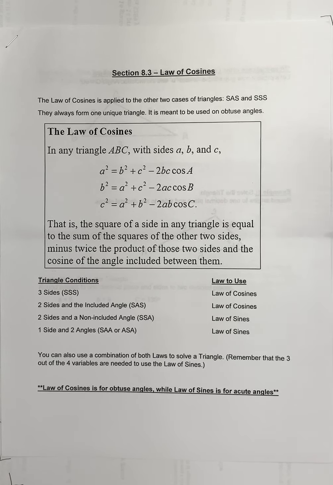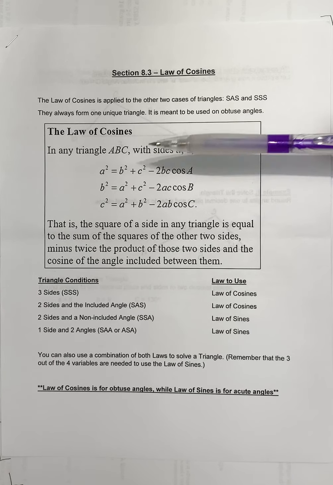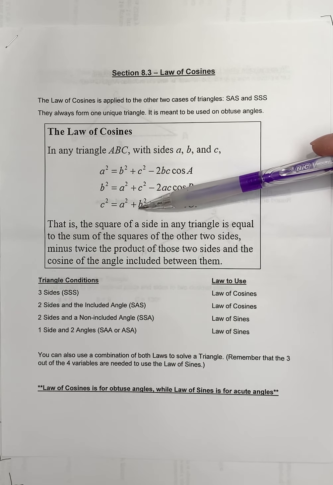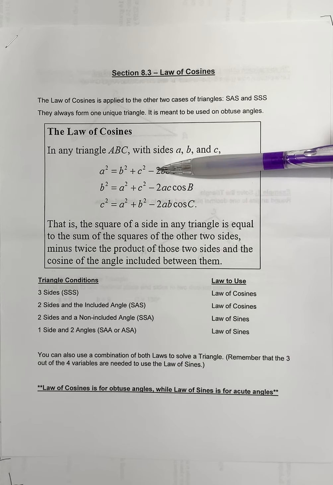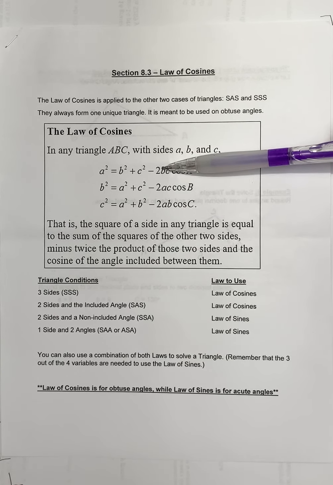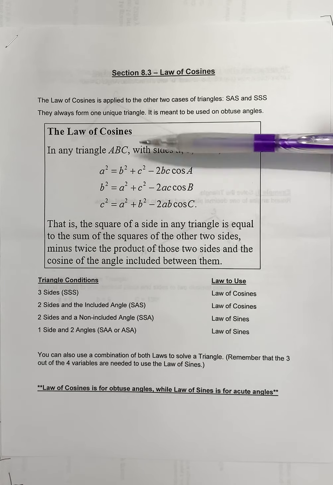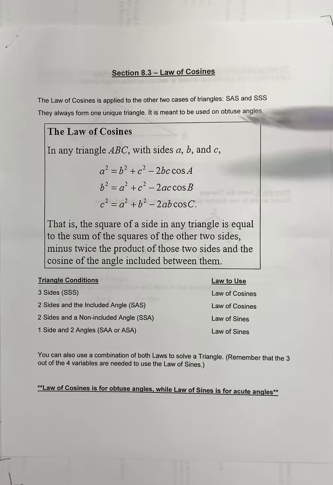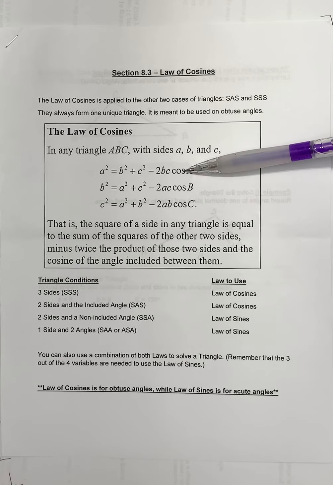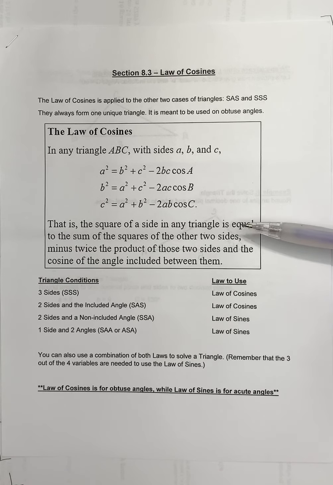Even though these look complicated, there's a pattern. If you are solving for a side, it's equal to the other two sides squared and added together. Then you have a minus 2 times the product of those other two sides times the cosine of the angle that's directly across from the side you're looking for. So it's actually a lot easier to remember these formulas than you might think. And here's the law of cosines written in words.